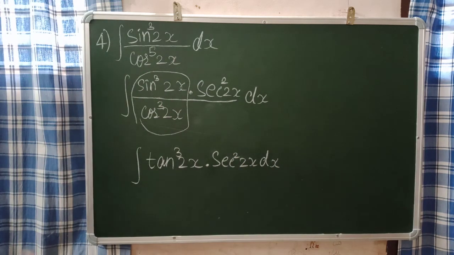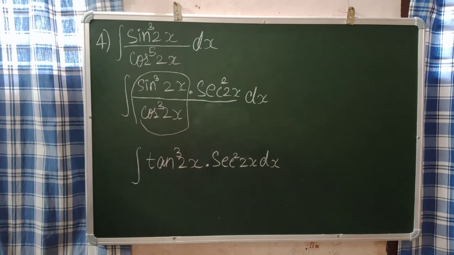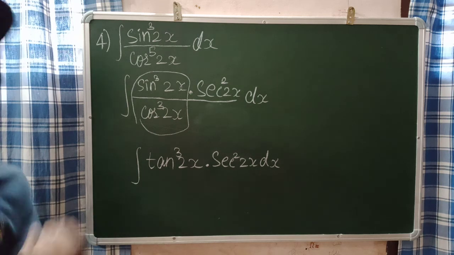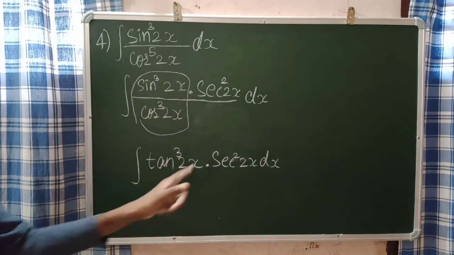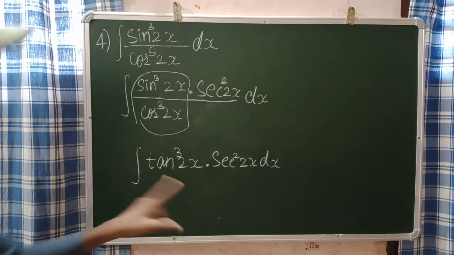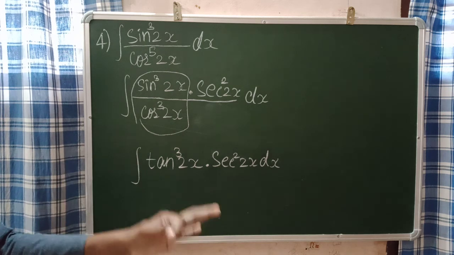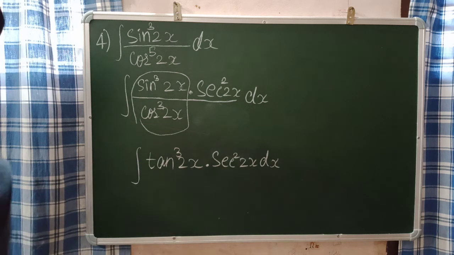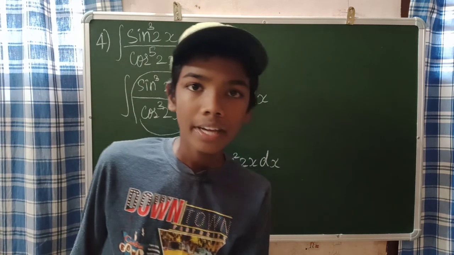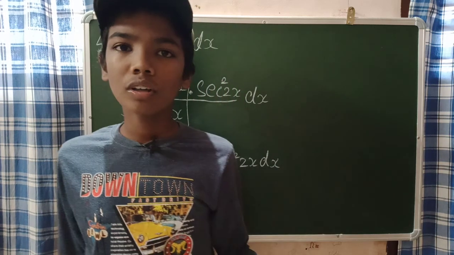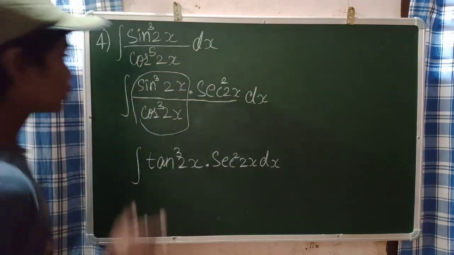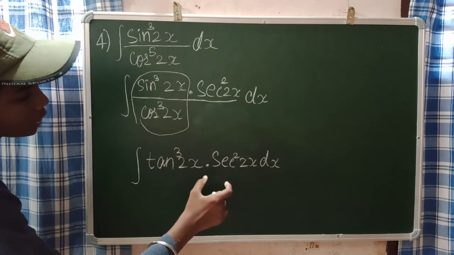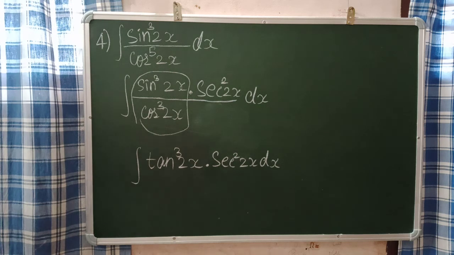And guys, don't tell me that I am pronouncing wrong, because it is only powers, so sometimes the pronunciation may be off. So tan cube of 2x into secant square of 2x dx. Sine cube of 2x by cos cube of 2x can be written as tan cube of 2x by the trigonometric formula, because sine theta by cos theta is equal to tan theta. Then I am having this secant square of 2x.